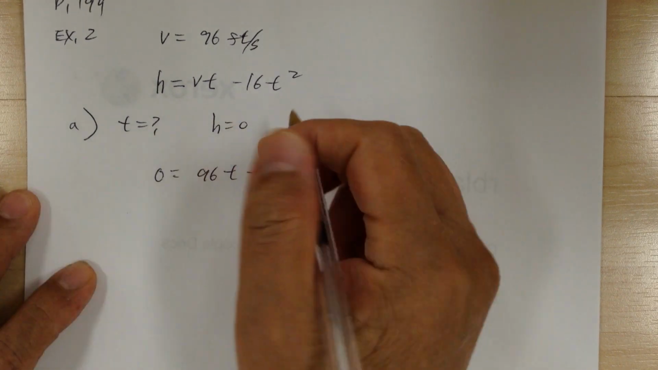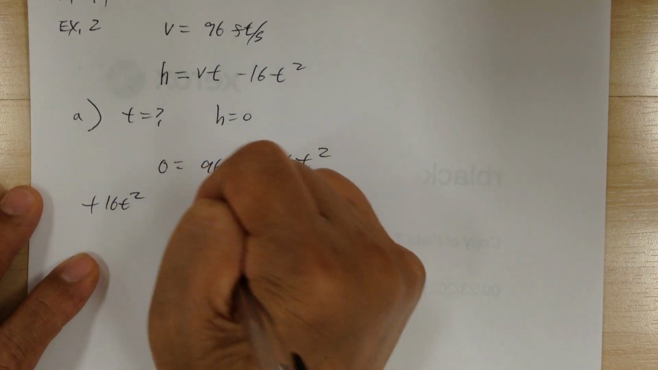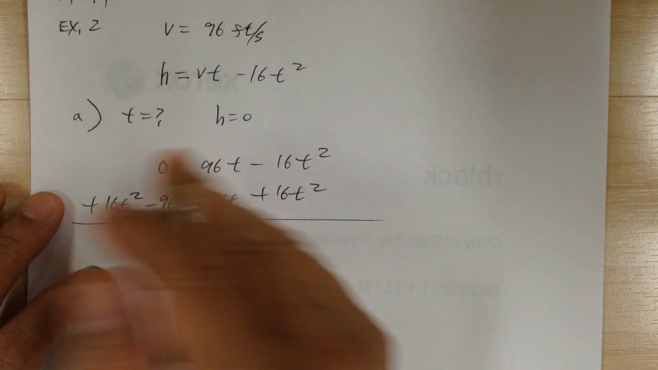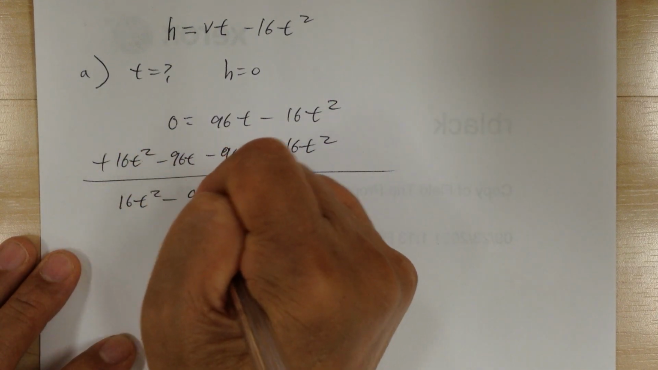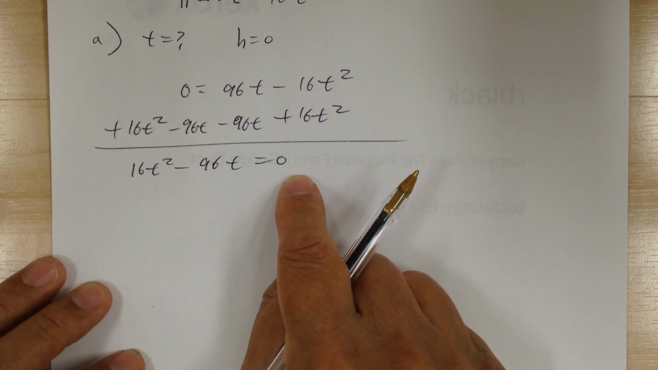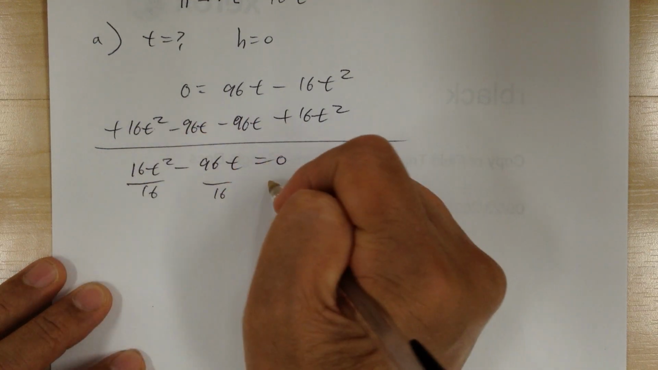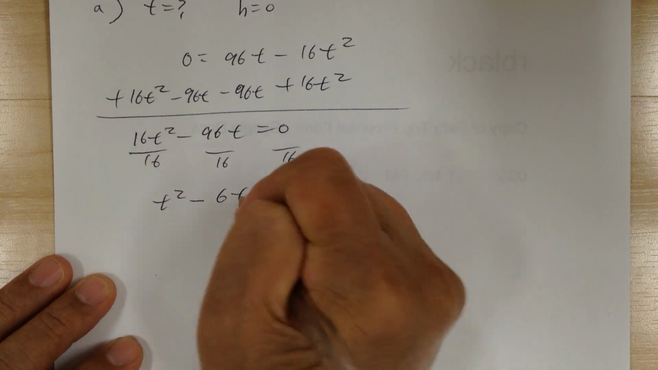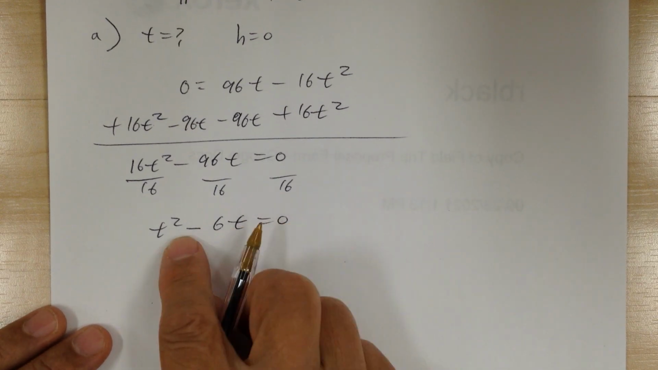I'm going to move everything to this side, so plus 16T squared and minus 96T on each side. Or you can just flip and multiply by negative 1, either way. So you get 16T squared minus 96T equal to 0. The nice thing about an equation is you can divide to lower your numbers. So I'm going to divide by 16 so it's easier to factor. So I get T squared minus 6T equal to 0. Make sure you go to 0, and now I'm ready to do factoring.